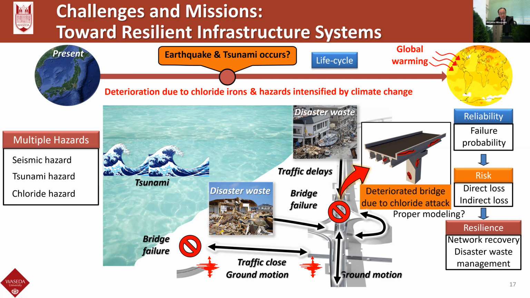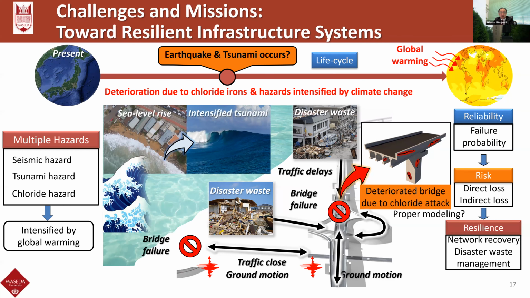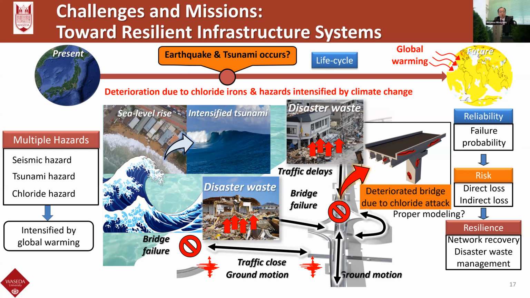As Professor Biondini mentioned, now in JSCE and in IABSE, there are some technical committees to discuss the effect of climate change on structural safety. Global warming will change the location of coastlines and increase the threat of tsunamis as a result of sea level rise. Intensified tsunamis will be able to damage more bridges and cause larger disaster waste. In addition, global warming will accelerate aging of infrastructure.